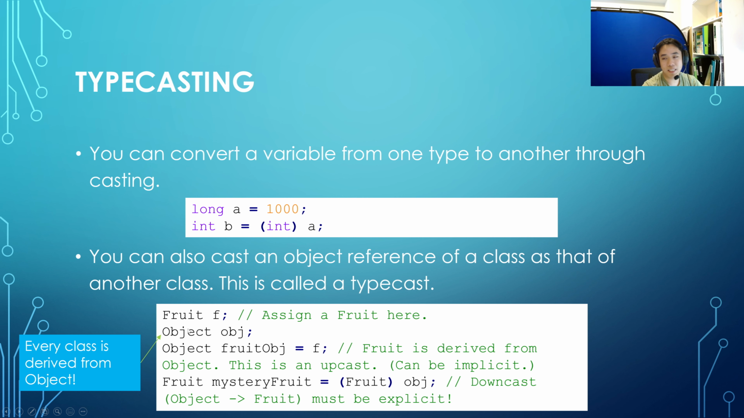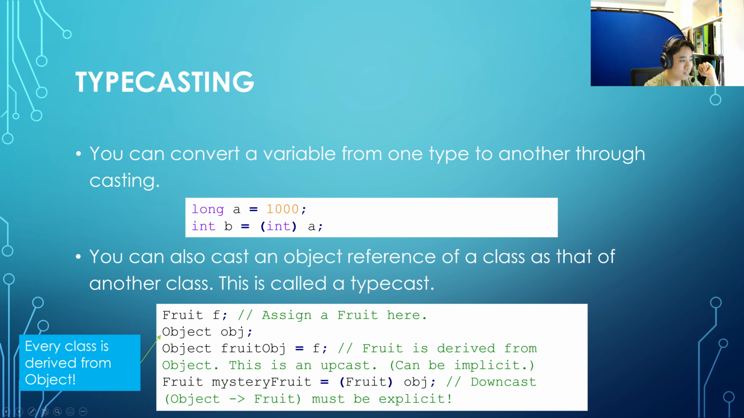So what I'm doing here is first I have a Fruit. Fruit also derives from Object, so it's kind of like the child class of Object. In the future, we'll learn about those terms like child class and parent classes. But maybe this may be important for typecasting as well.